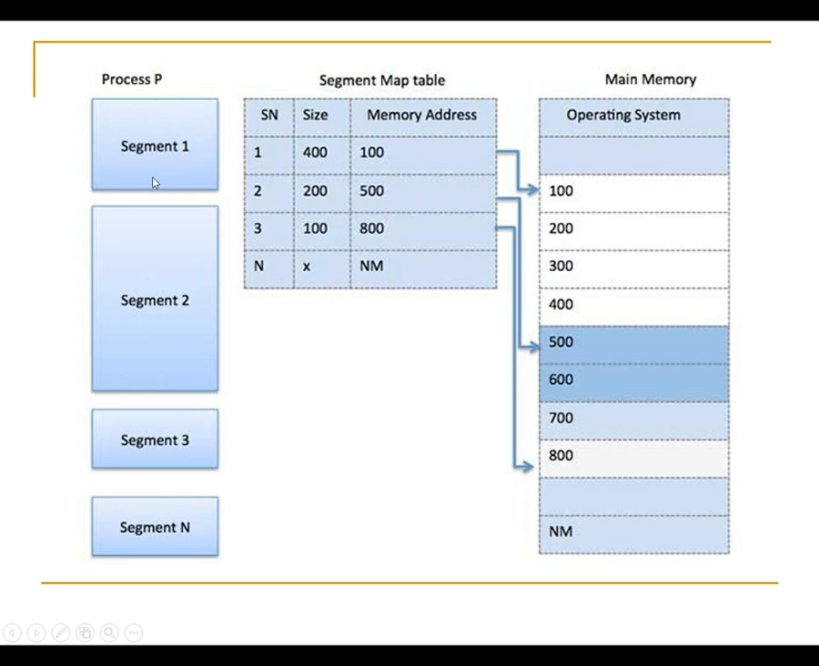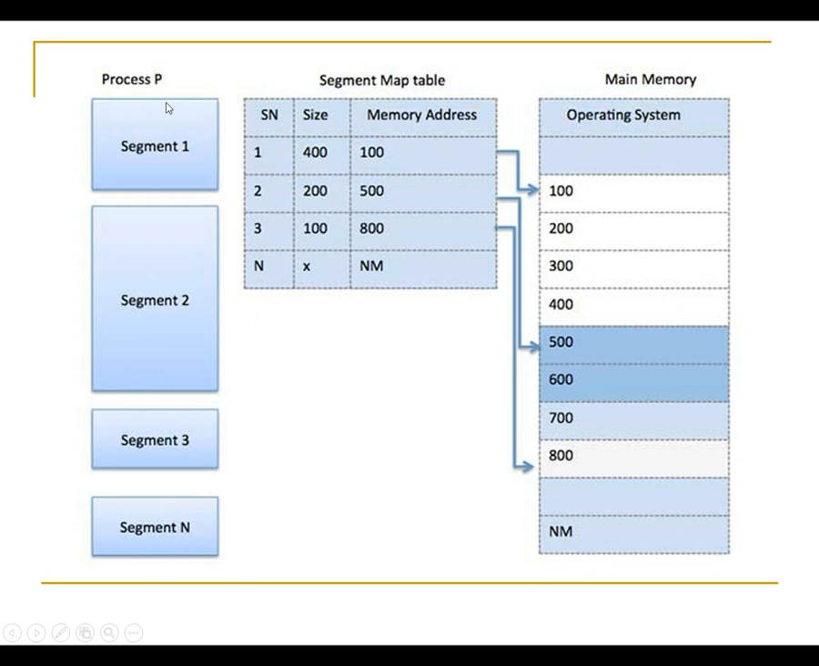That means this segment number 1 requires 400 bytes from the main memory to occupy all its process, or for the specific single process. And the address which is given by the memory is 100. So this 100 is mentioned over here. This is the address of memory. Now segment number 2 requires 200 bytes. Memory has given the address 500. For segment number 3, the size is 100. The memory address given by the main memory is 800, and the same for the n number of processes.